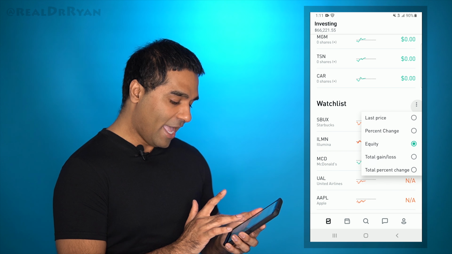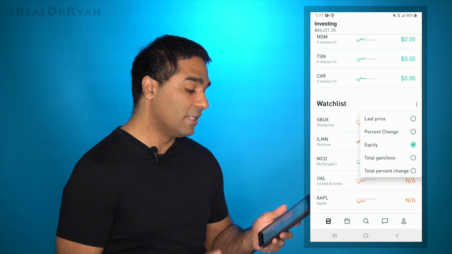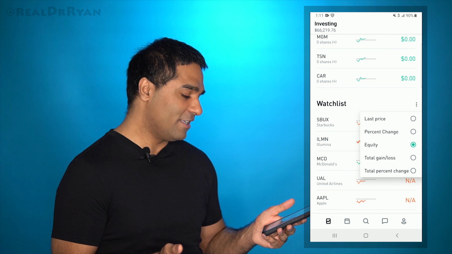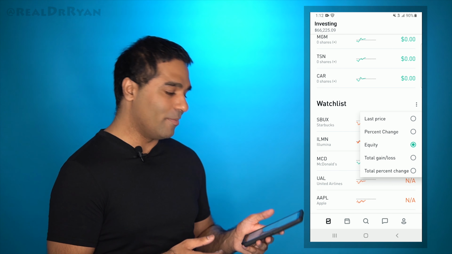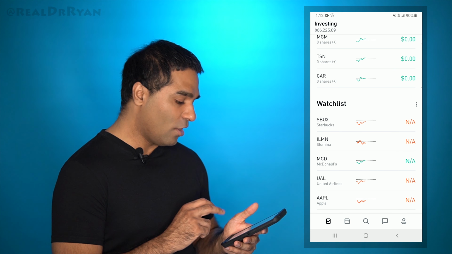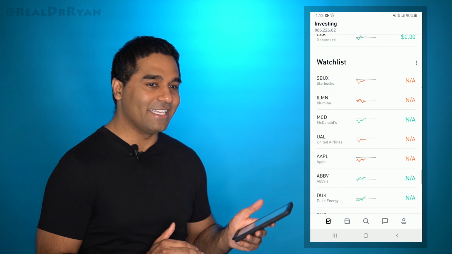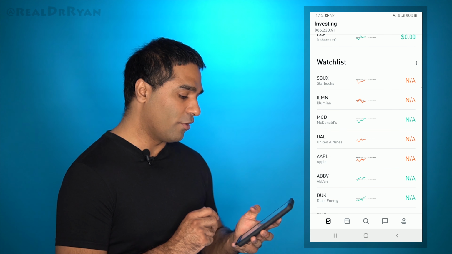And then you can go ahead and total gain and total loss and total percent change, those aren't applicable either because you don't own these stocks, so you wouldn't have a gain, a loss, and there wouldn't be any total percent change from the time you bought it because you never bought it. And I'll show you how to go ahead and add different stocks and assets and ETFs to this watch list a little bit later in this tutorial.